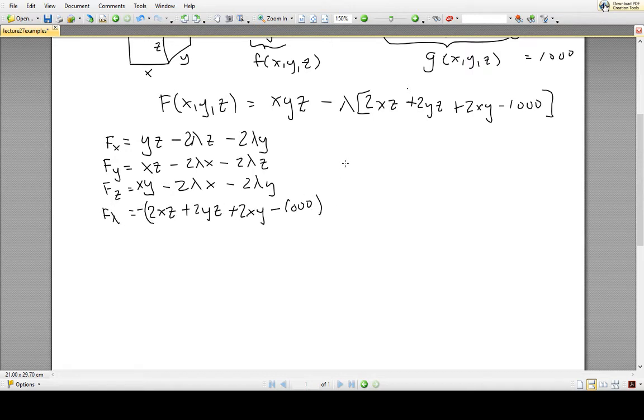Okay, and setting up the Lagrange equations, what we would like to do is make each of these partial derivatives equal to 0. So we set them all equal to 0, and that will give me a system of 4 equations and 4 unknowns.